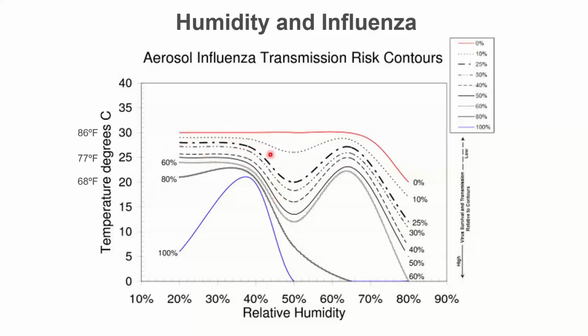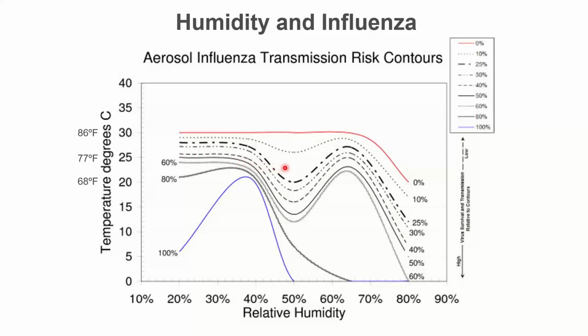Each one of these guys, you see where they're dipping down on these curves. They're dipping down between that 40 and 60% sweet spot. So 50% survival of the virus is this black line right here. If it's 20% humidity, 77 degrees, it would survive, right? But it's 77 degrees and 40%, similar.